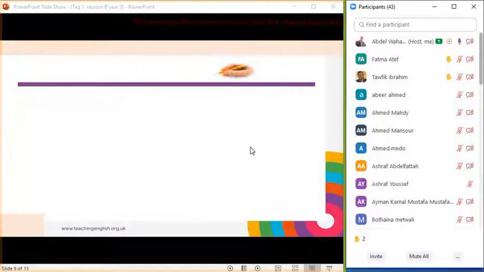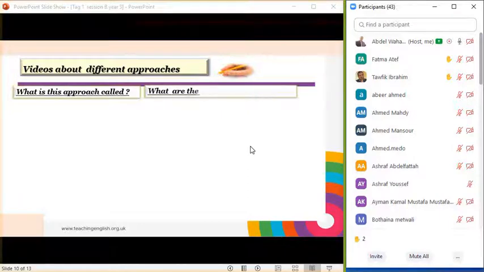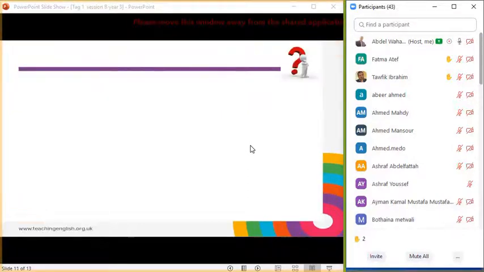Okay, let's go to the second approach. This is the last one. This is approach. What is this approach? Sorry.